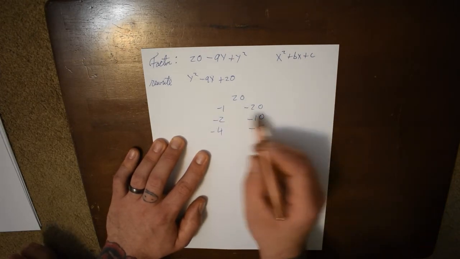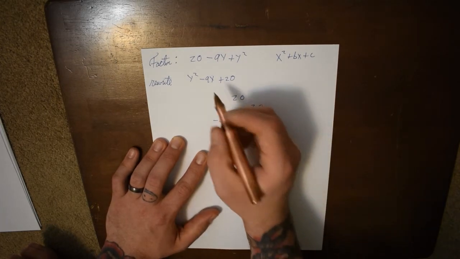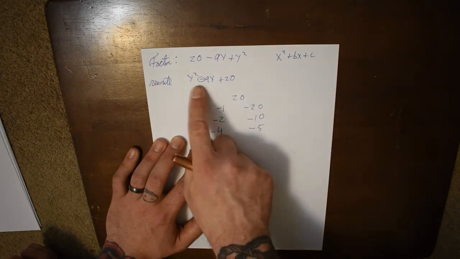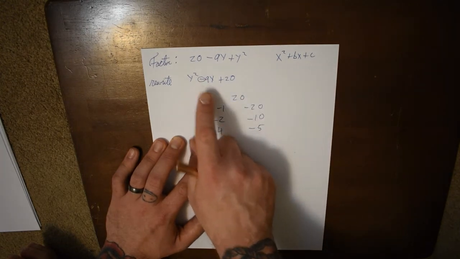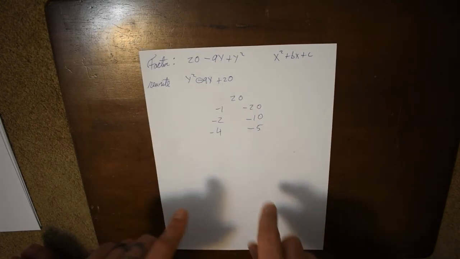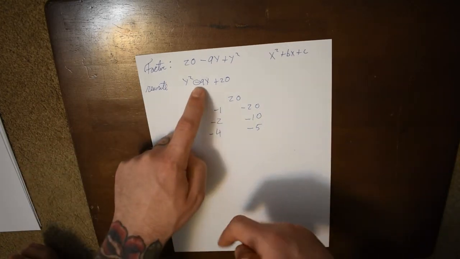I went through and I made all of these numbers negative. Your clue to do that is this symbol right here. That minus sign in front of that leading coefficient tells you to go through and make all of these negative. So we're looking for factors that when we add them together equal negative 9.